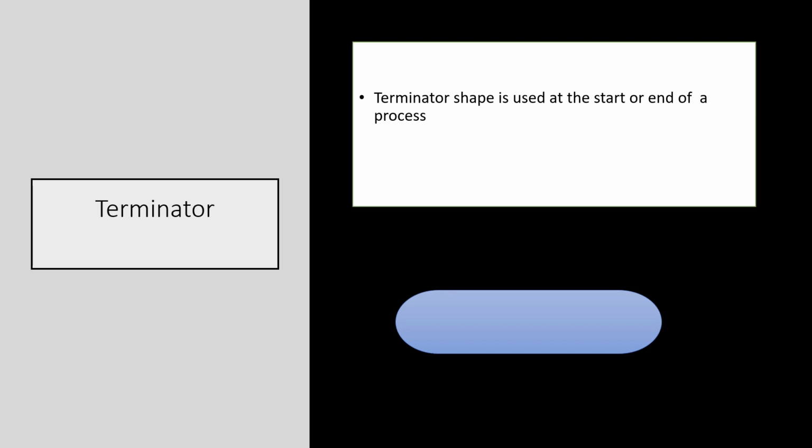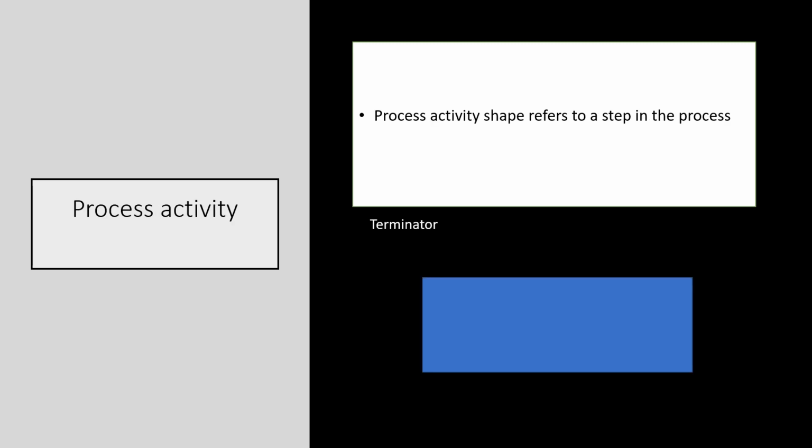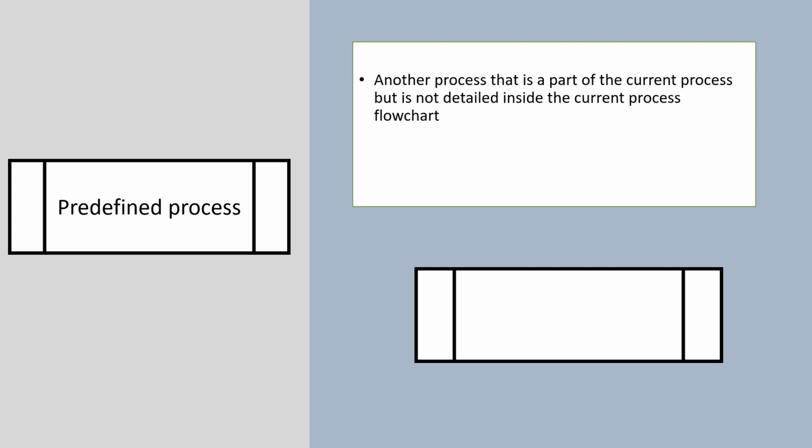That first shape is used to identify a start or an end of a process. It is oval in shape. Process activity. A process activity shape refers to a step in the process itself. It is rectangular in shape. Predefined process shape. It is rectangular in shape with two perpendicular lines on the sides. We use it to refer to another process that is a part of the current process, but not detailed inside the current process flowchart.